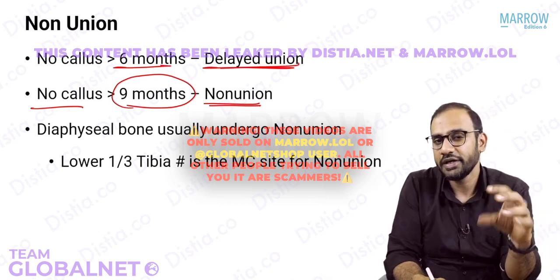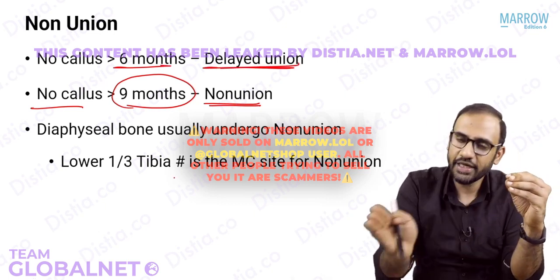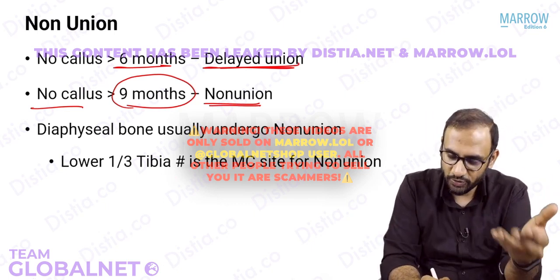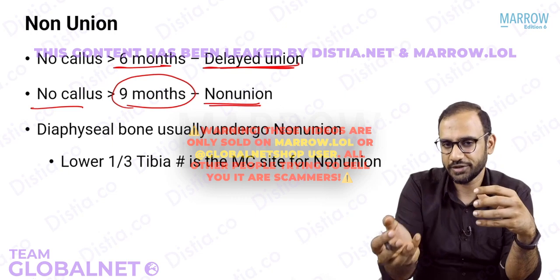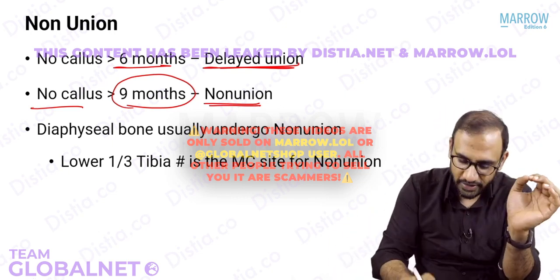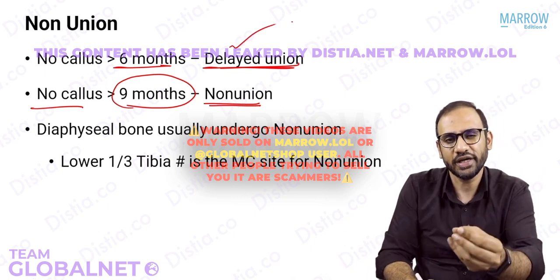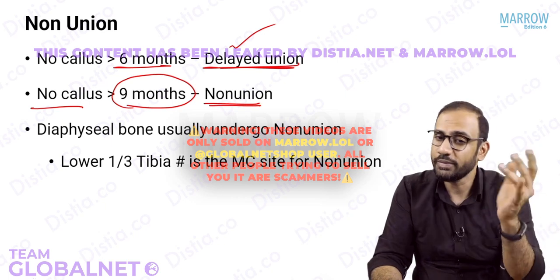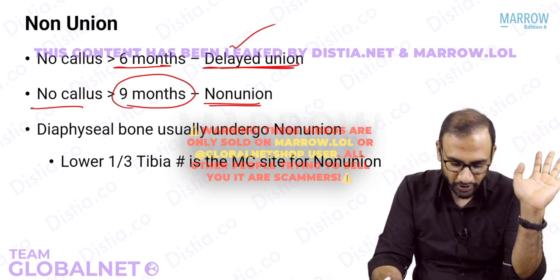But please remember, in delayed union, if you take serial x-rays, for example, if you take an x-ray today and repeat x-ray another after 1 month or 2 months, you will see some callus proliferation. Okay? But it is not healed. But callus is progressing but slow. That is called delayed union. And delayed union is uniting but slow. Non-union, it's not uniting only. So if there is no union by 9 months, we assume it as a non-union.